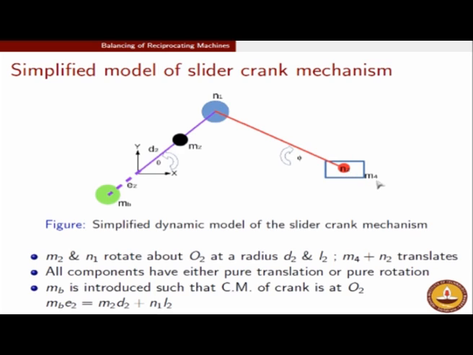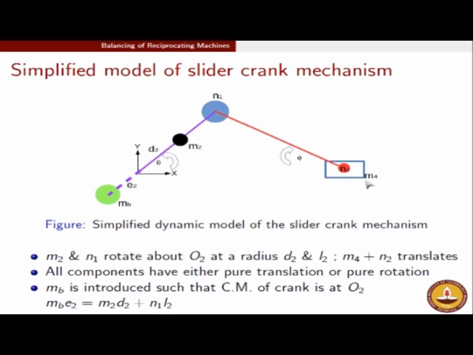So the reciprocating masses are N2 and M4. Not only M4, the slider mass, reciprocates, but also the mass N2, which is the apportioned mass coming from the connecting rod to the piston; that apportioned mass is also reciprocating. So together they will have a reciprocating motion. N2 will have identical motion as the piston. So M4 x double dot is the inertia force of the piston. Similarly, N2 x double dot, with a minus sign, is the inertia force of the apportioned mass coming from the connecting rod to the piston.